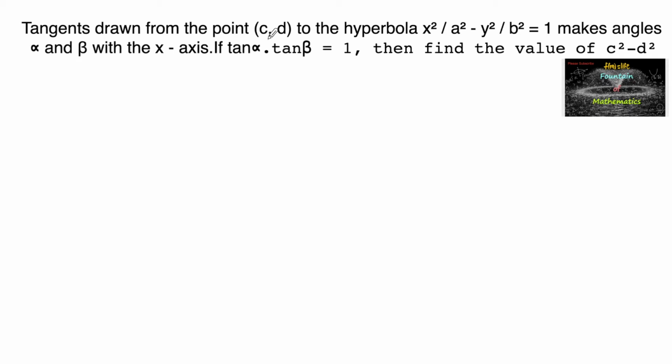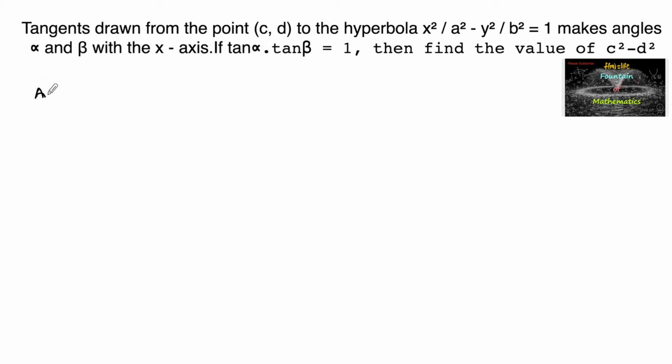Tangents drawn from the point (c, d) to the hyperbola x²/a² − y²/b² = 1 make angles alpha and beta with the x-axis. If tan alpha times tan beta is equal to 1, then find the value of c² − d². So here, from a point (c, d), tangents are drawn.